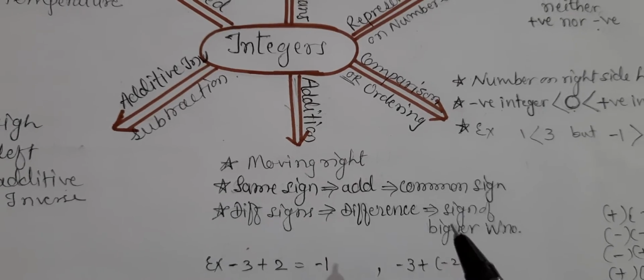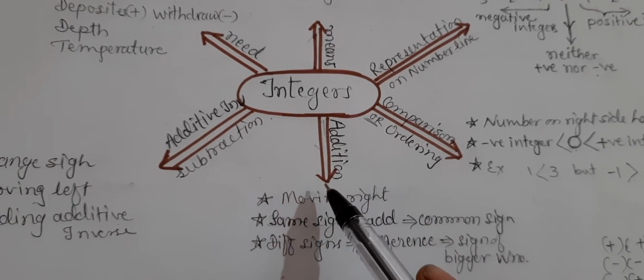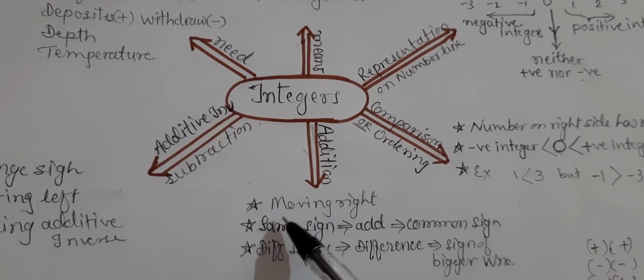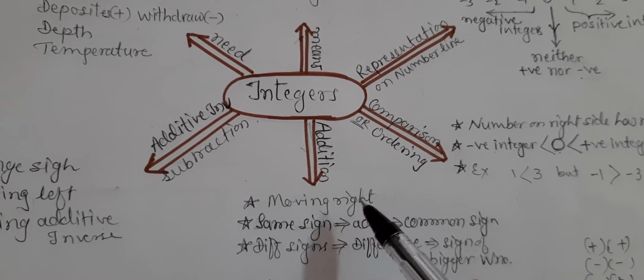Now we will see how the integers are added. Adding, if the positive sign is there, it means we are going to move to the right.